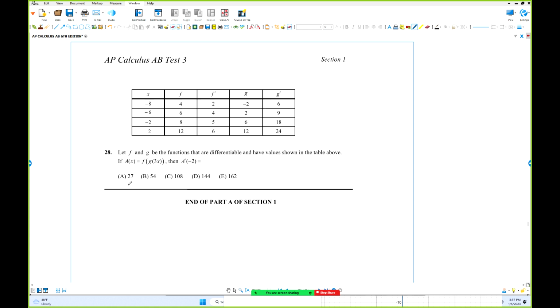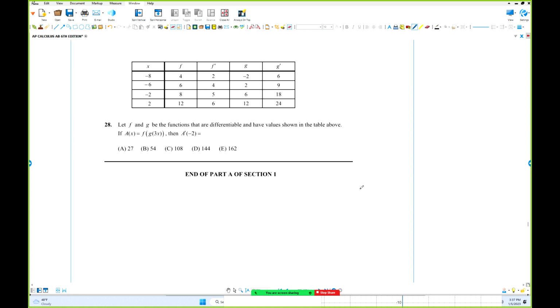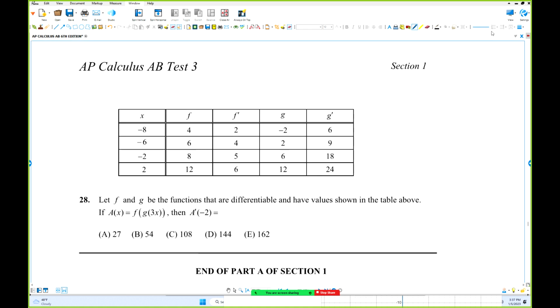If you create a new function, this is a of x equals f of g of 3x. Then what is a prime of negative 2? The derivative, right, at x equals negative 2. So we take a derivative over here. A prime x. I'm going to make it big and write it down over here.